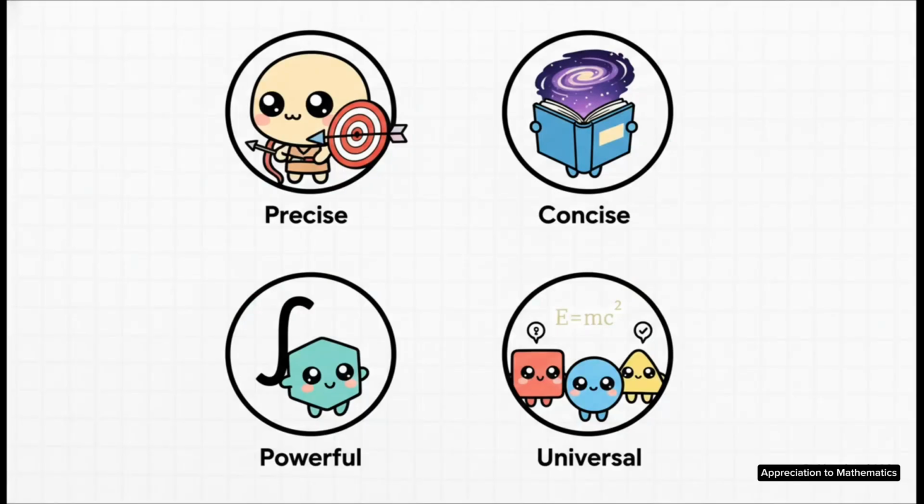And these characteristics make it a real powerhouse. It's precise, meaning a statement can only be read one way. It's concise, so you can pack huge ideas into just a few symbols. It's powerful enough to describe the very fabric of our universe, and it's universal, which means it breaks down every single cultural and language barrier.